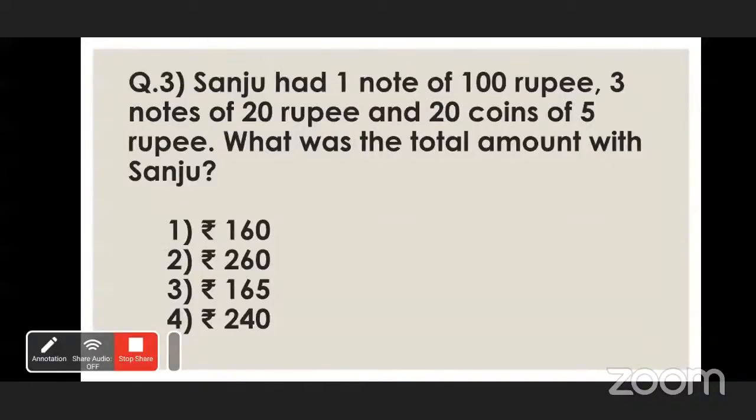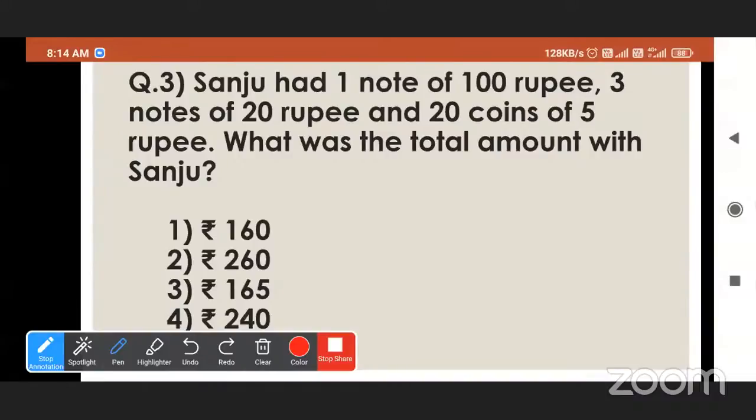Now question number 3. Sanju had one note of 100 rupees, three notes of 20 rupees, and 20 coins of 5 rupees. What was the total amount with Sanju? Okay, so he had 100 rupees. Then 20 rupees three times means how many rupees? 60 rupees. That is 20 into 3.